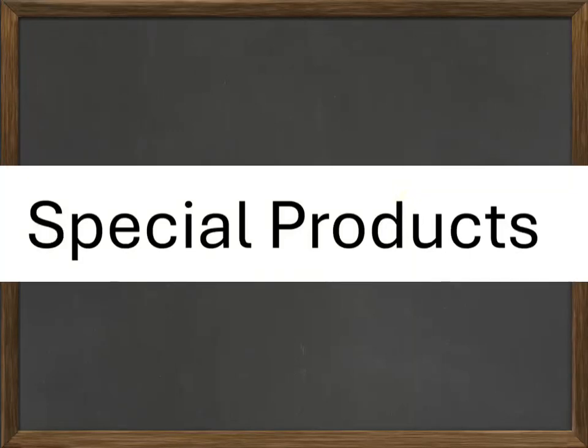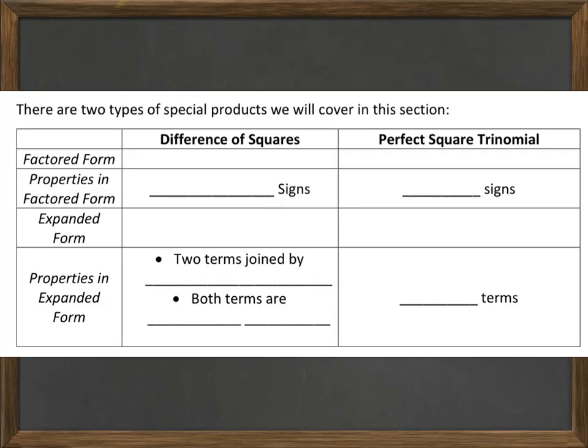Welcome to this video on special products. Let's begin. There are two types of special products we will cover in this section. They are difference of squares and perfect square trinomials. Let's begin with difference of squares.